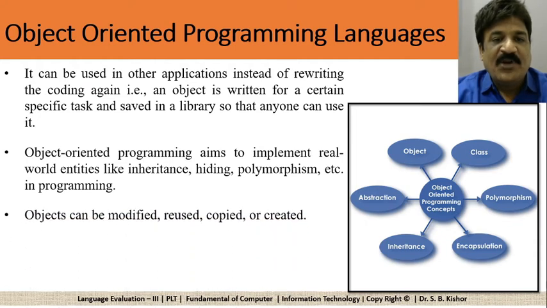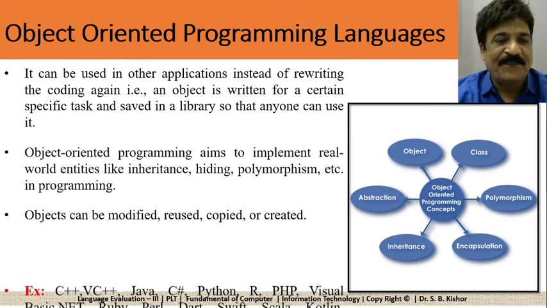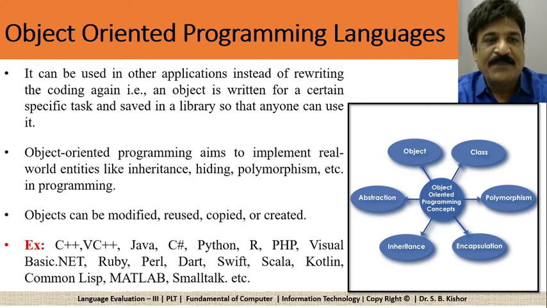Then an object can be modified, reused, copied and created. You can create n number of objects, no doubt. You are also able to modify them. Now, some of the object-oriented programming languages include C++, VC++, Java, C#, Python, R, PHP. There are so many object-oriented programming languages.